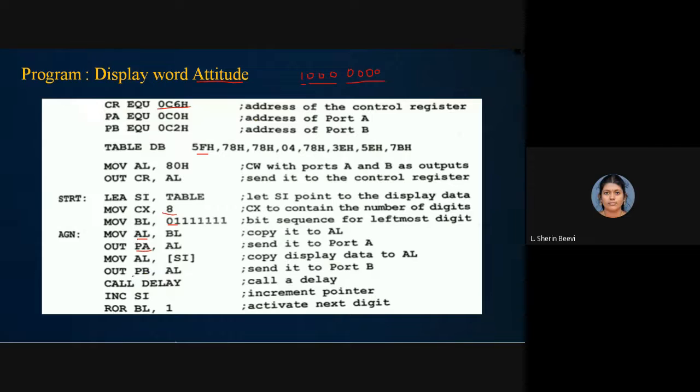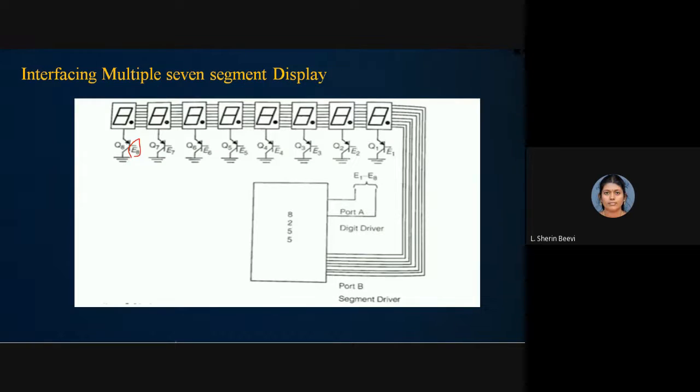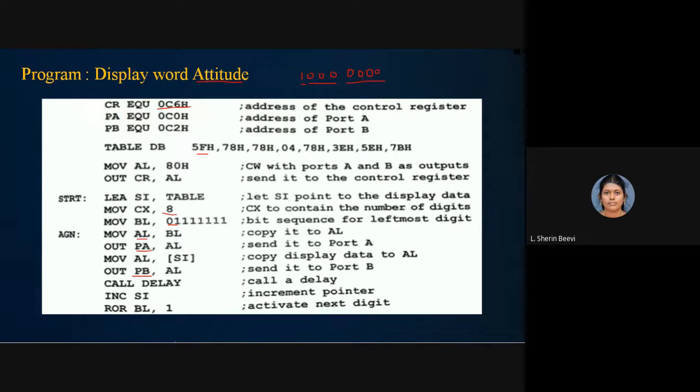So port B, the accumulator value is now 5F, and already the E8 value is 0. So that's why A will be displayed in the first LED. Call delay. So delay means it can be used to display the corresponding characters on the 7 segment display.